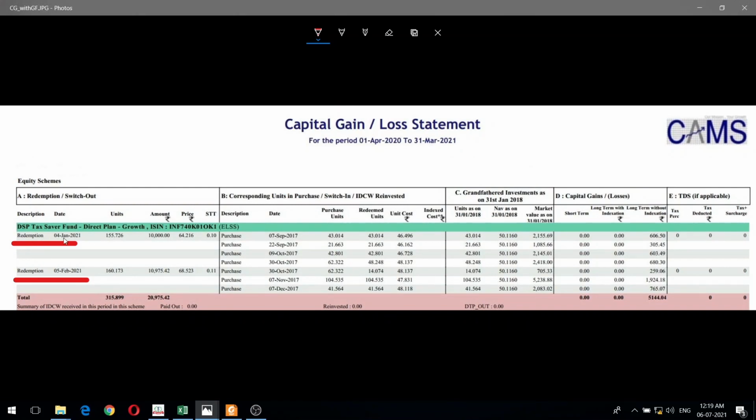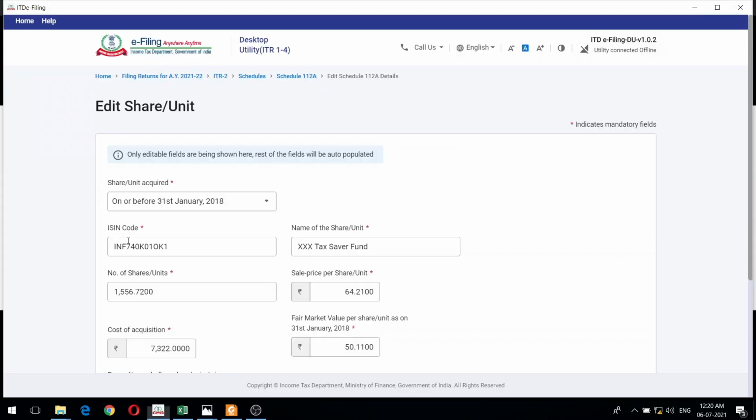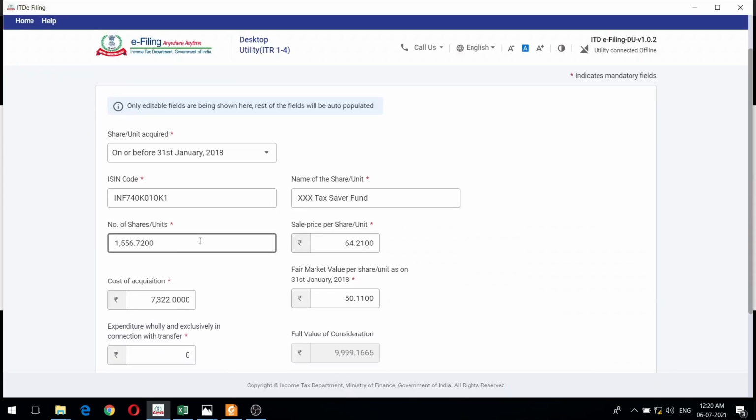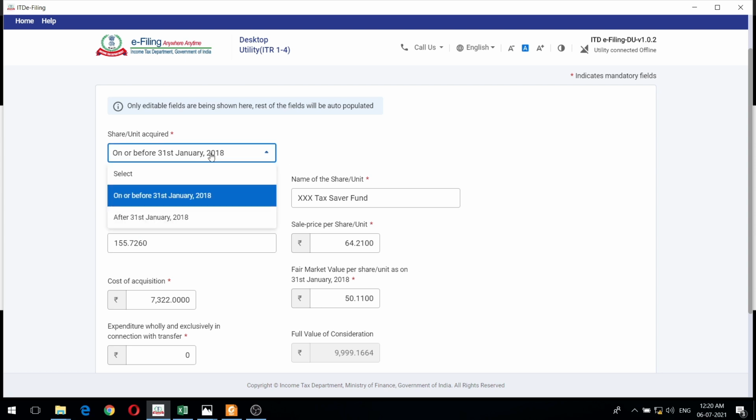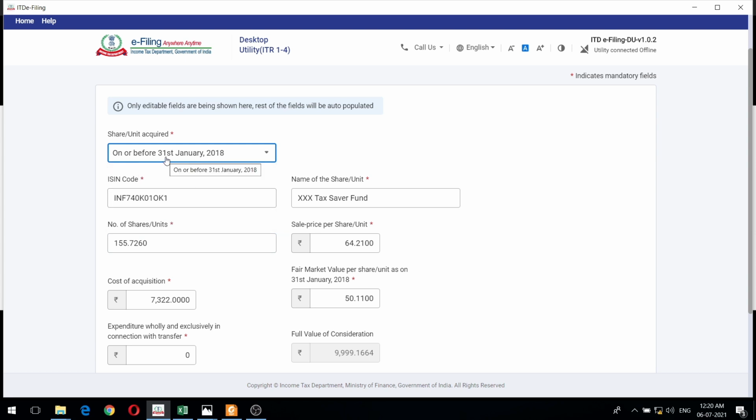Now if you see, the first redemption was made on 4th of Jan, and these are the units, 155.726. Before I do that, I think I need to mention this also. Since it is a grandfathered investment, you have to mention on or before 31st of Jan, mandatorily, since those units were purchased before 31st Jan 2018. So we have to mandatorily quote the ISIN code and the respective name of the fund, right? So it is the DSP tax saver fund.